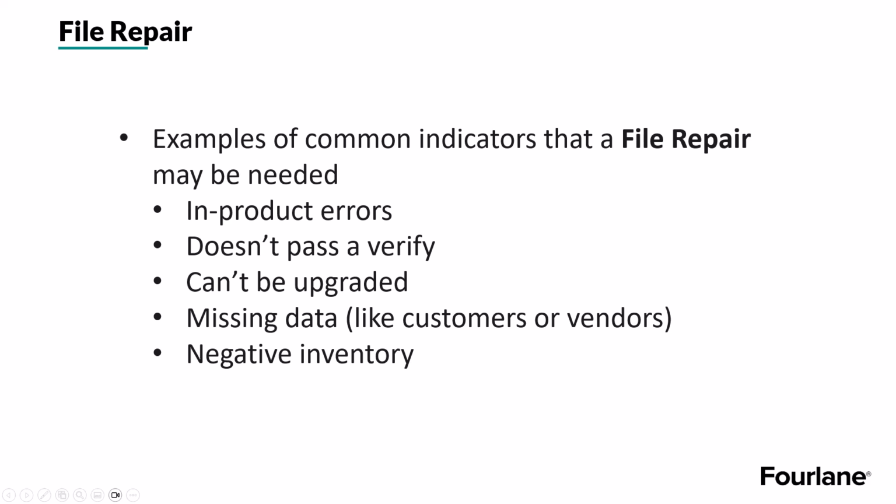Other times we see things like missing data. It's very common with files that become corrupt to have data go missing. For example, sometimes we see customers or vendors that are no longer in our customer or vendor center. Those are two very likely areas that we see impacted whenever a file becomes damaged.